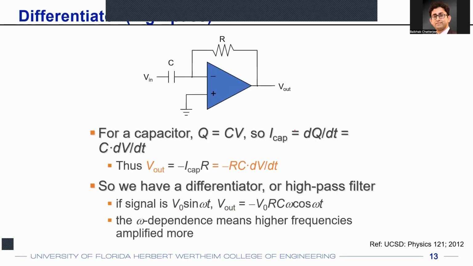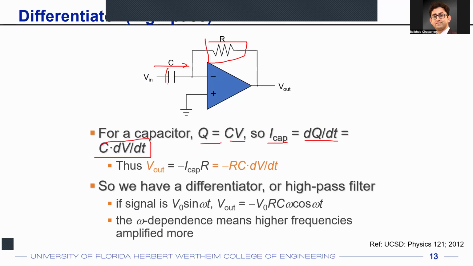You can also have a differentiator or a high-pass filter. If you connect a capacitor in the series path, directly connected to your Vin, and in the feedback path you connect a resistor, then you can write down these equations. For a capacitor, Q equals CV, the charge stored across the capacitor is C times V. The current through the capacitor is dQ/dt, the derivative of the charge with respect to time, and dQ/dt will be C dV/dt, because Q is equal to C times V.